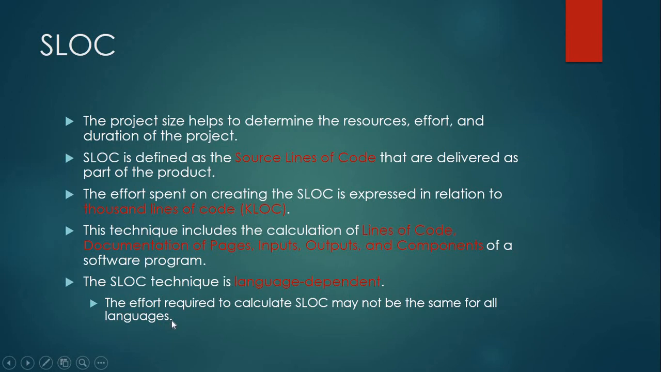Very true, because if your project is of 14,000 lines of code in the Java language, then it will be approximately 8,000 lines of code in the Python programming language. So for the same project your SLOC is different for the two languages. So the effort required to calculate SLOC will be different for all languages.